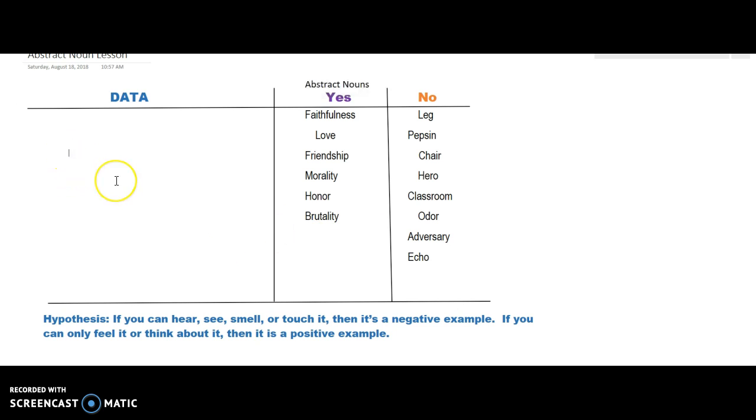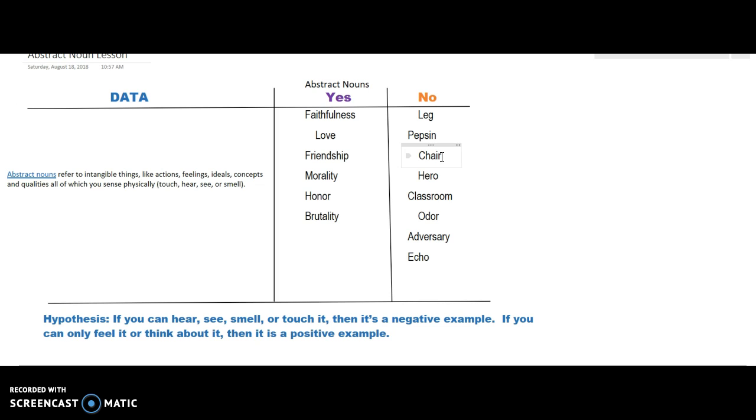I'm going to go ahead and give you the definition. So abstract nouns, they refer to intangible things. These are things that are not tangible. They're not in our physical world. Like chair. A chair is very tangible. We can touch it. We can feel it with our hands.